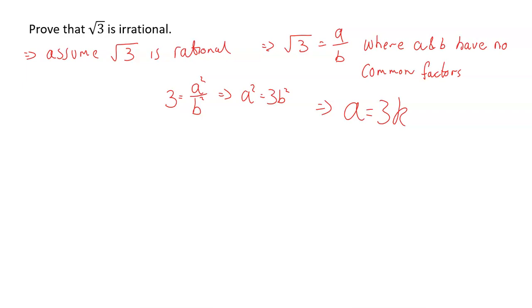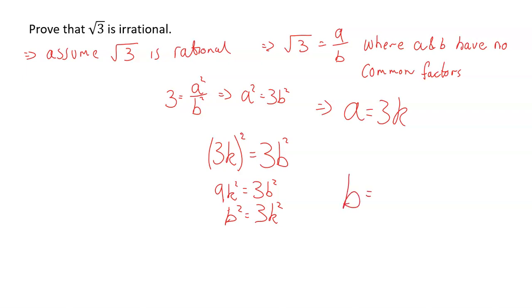So if I substitute that back in there, what that then means is that I can say that 3k squared is equal to 3b squared. If I square the left-hand side, I get that 9k squared is equal to 3b squared. Divide through by 3, and I get that b squared is equal to 3k squared. What that means then is that b squared is a multiple of 3, therefore b is a multiple of 3. So b can be written in a format of 3 times something which we'll call t.